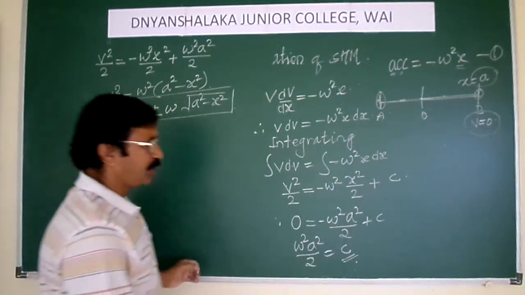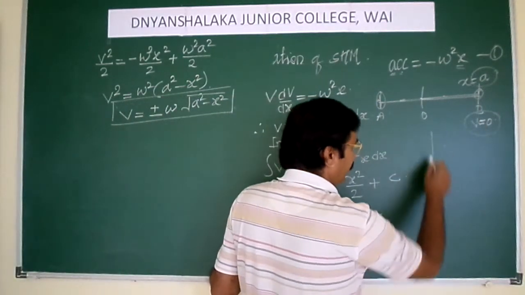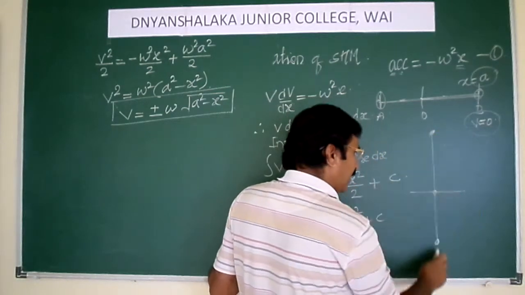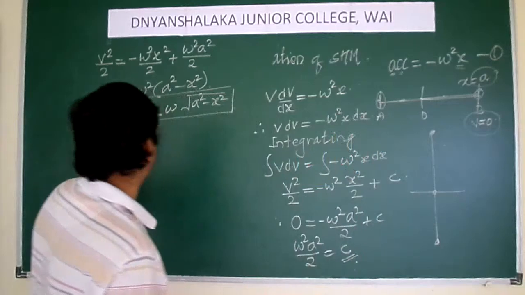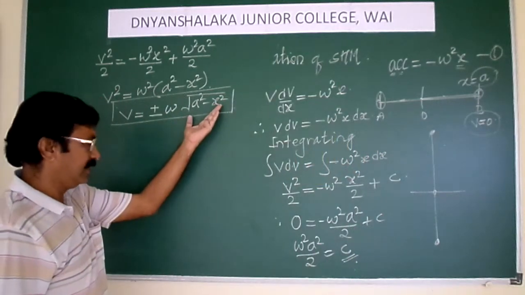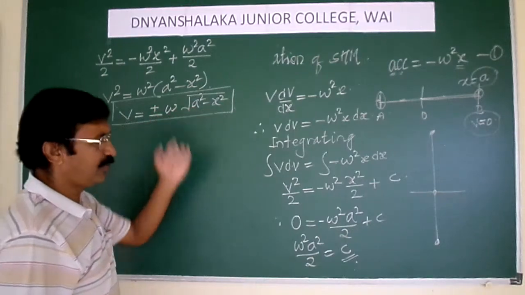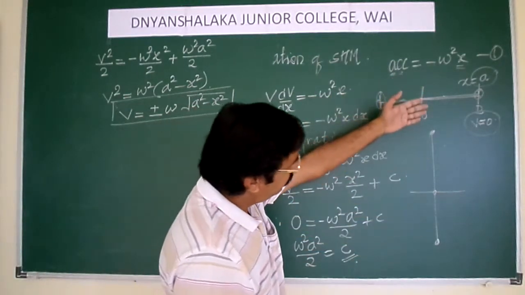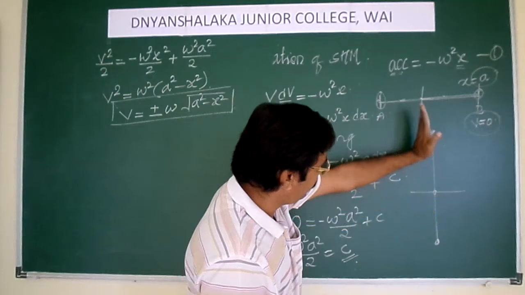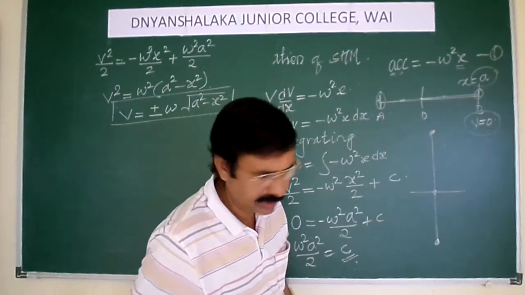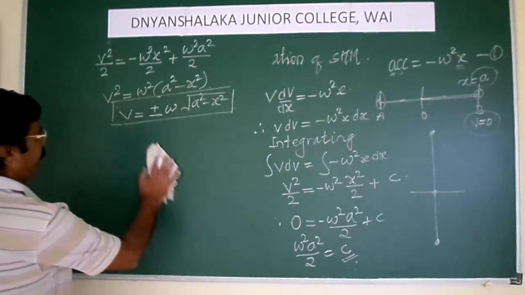For the vertical movement, if the particle moves up and down, this expression can be given in terms of y. Then v will be equal to plus or minus omega root of a square minus y square. v will be positive if it goes upside and negative if it comes in the downward direction.